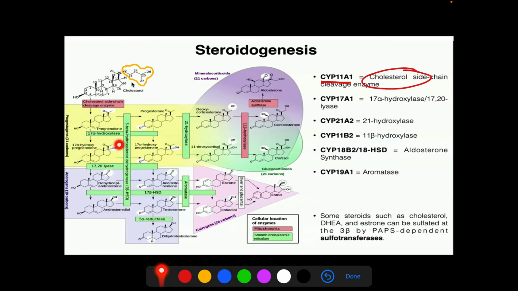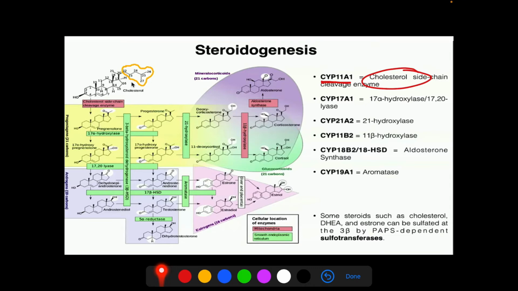So from here, it could be hydroxylated. You could see the hydroxyl group here. Notice that at the 17th position of the 5-membered ring, it's going to be hydroxylated by this enzyme, 17-alpha hydroxylase. And it gives us the 17-alpha hydroxypregnenolone. That's why it is named as such. Both the pregnenolone and the 17-alpha hydroxypregnenolone can form corticosteroids.